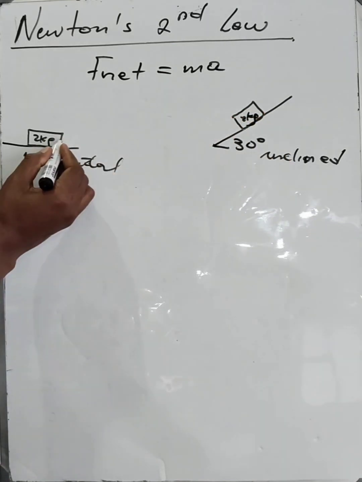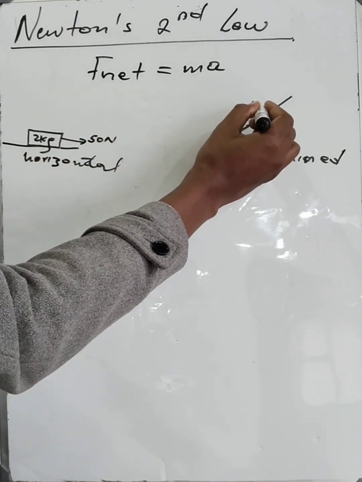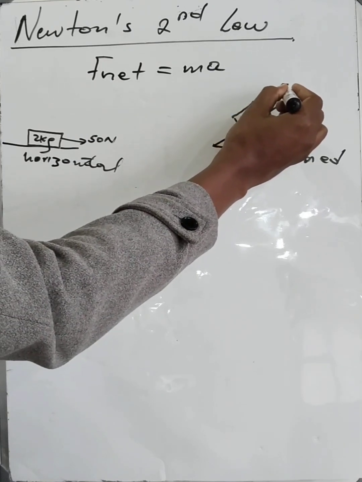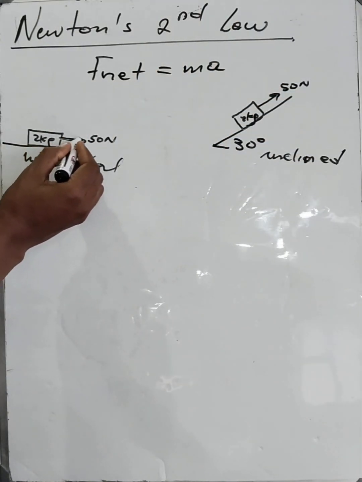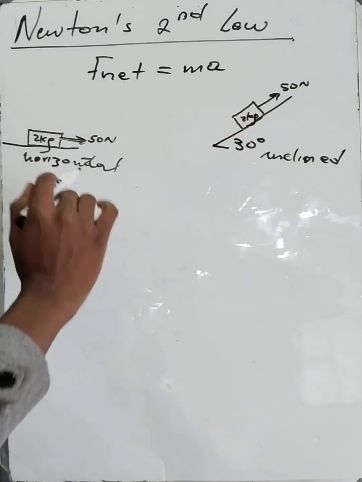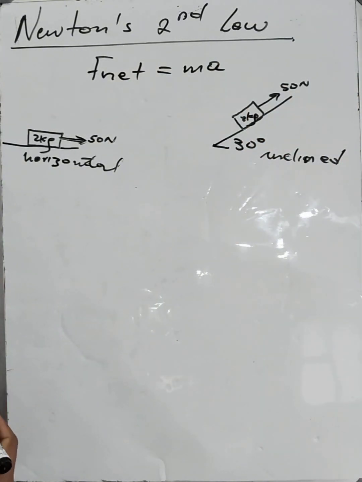On this object we apply a force, maybe 50 newtons. We also apply the same force, 50 newtons, on the other one. Obviously, this object will move in this direction, and here the object will move up the incline, okay? Now let's draw a force diagram.